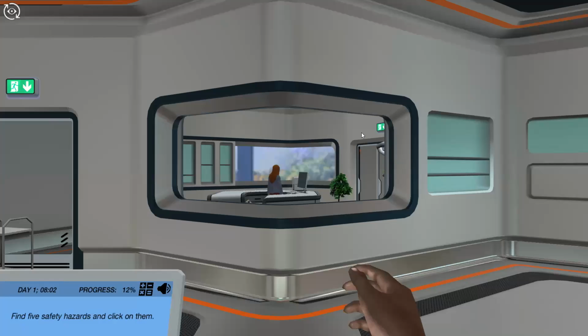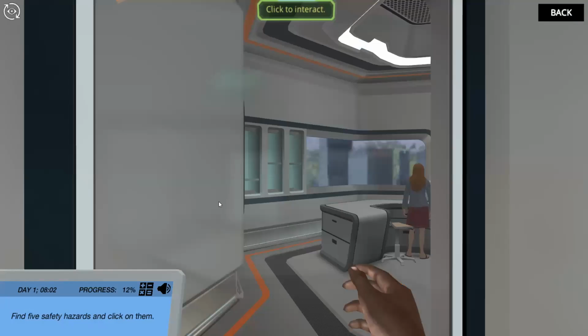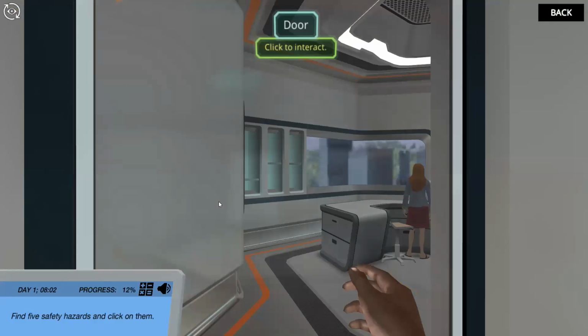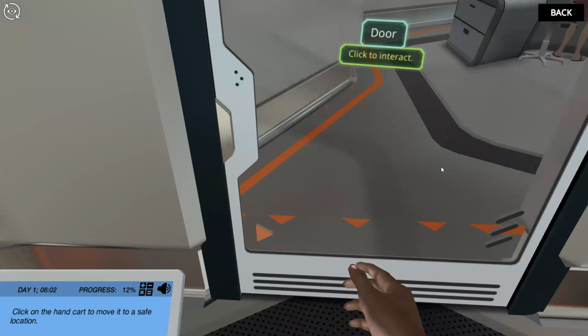This lab was used by first-year chemistry students, and they obviously didn't leave it in the safest condition. Find 5 safety hazards and click on them. Okay, let's find out. Oh, that's one right there. Well spotted. Every lab has 2 emergency exits which ensure that nobody gets cornered in the event of a fire. The emergency door isn't any good if it is blocked by objects. Right. Click on the handcart to move it to a safe location. Well done. The emergency exits have to always be clear. Okay. 1 hazard down, 4 more to go.